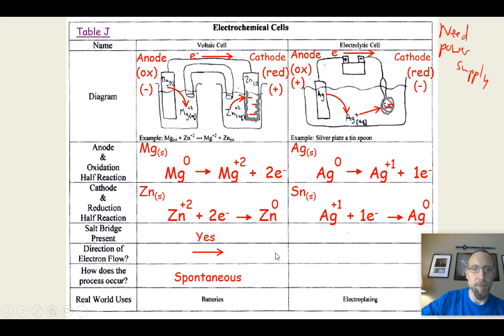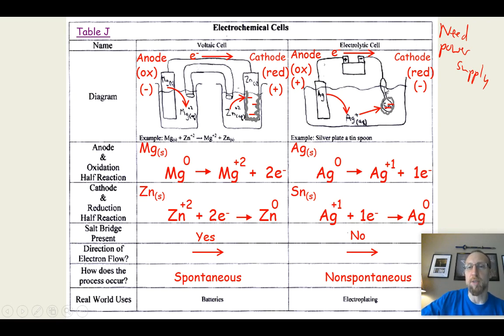So that's it. So is the salt bridge present? No, we don't need a salt bridge in an electrolytic cell. Electrons are still flowing away from the anode, but this process is non-spontaneous. That's why we need a power supply. We need something to power this process. This battery pulls those electrons away from the anode and pushes them onto the cathode. So that's powering this process that would normally not occur.